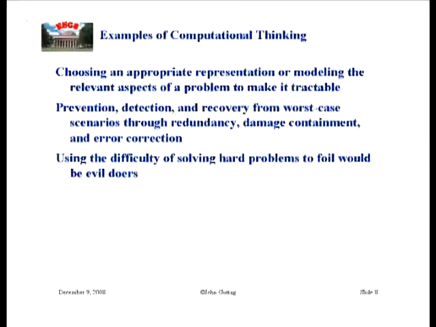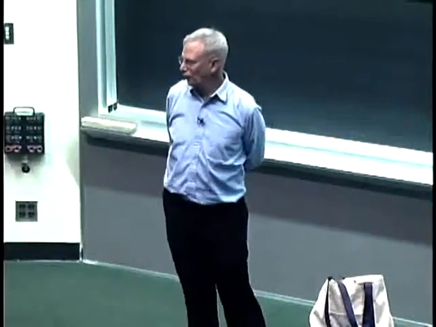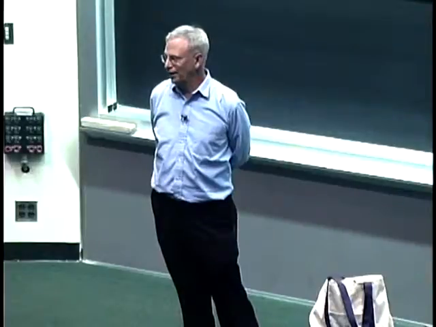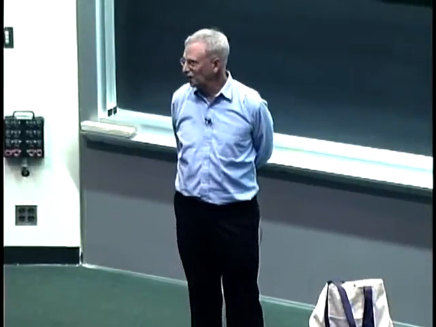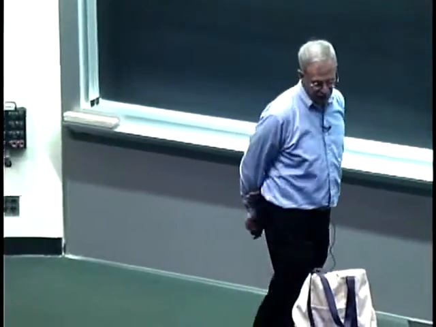So, some other examples: choosing an appropriate representation, modeling the relevant abstractions of a problem to make it tractable. And this is the essence of abstraction that computer scientists learn, which is how to figure out what's relevant and ignore what is irrelevant or less relevant. It's to focus on the important things. That's an enormous skill in not only computing but in life.